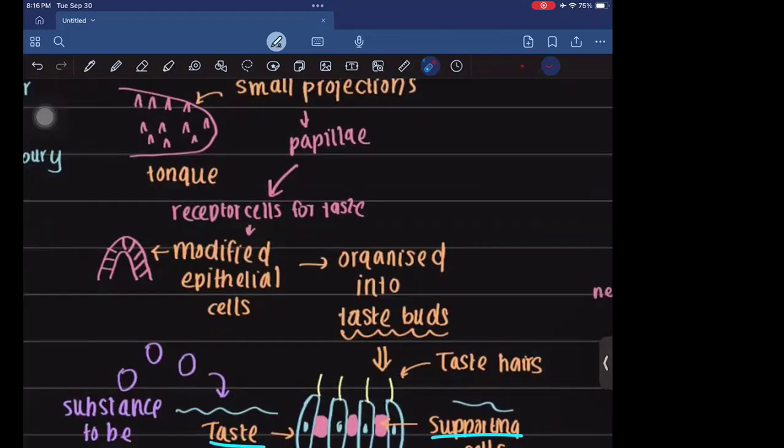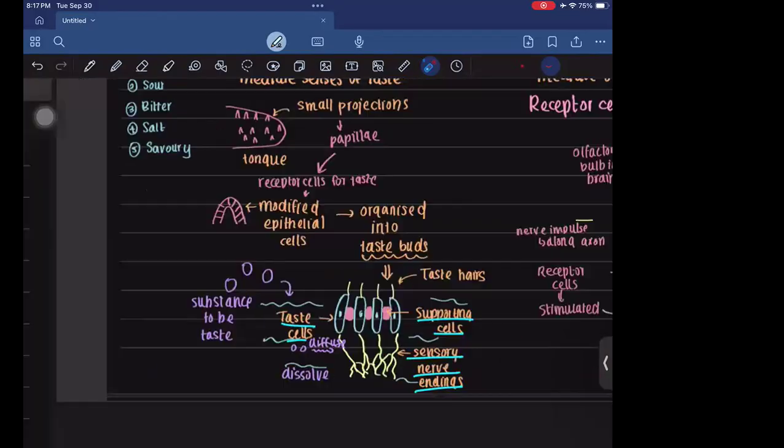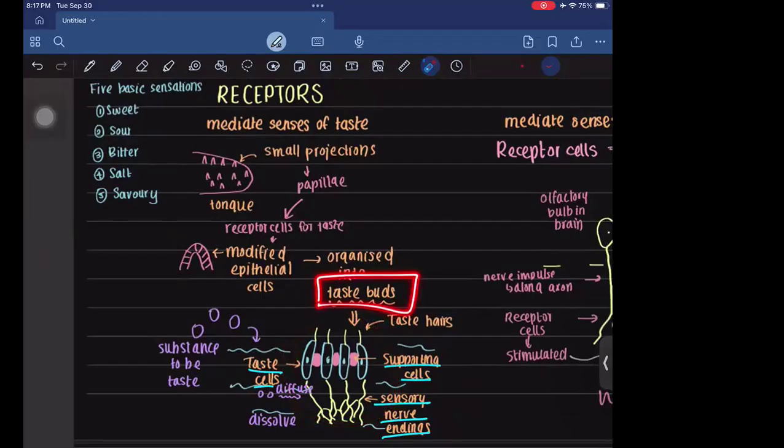Where exactly are they present? In the papillae, there are epithelial cells, but these are not just normal epithelial cells, they are modified epithelial cells. These modified epithelial cells are organized in such a way as to form taste buds. If you take an image of a taste bud, it has taste cells, which are the receptor cells, supporting cells to provide support for them to detect the stimulus, and sensory nerve endings so that they can transmit the information to your CNS. Apart from that, remember they also have taste hairs on top of them.